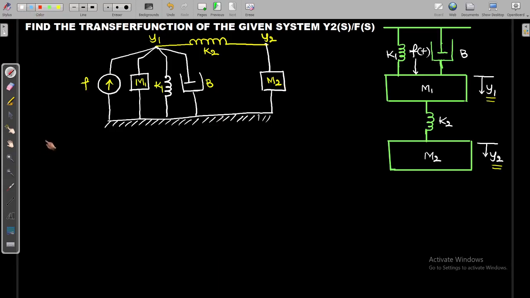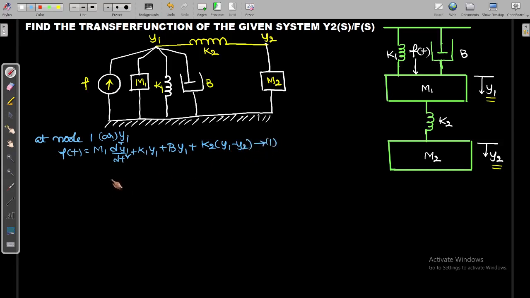At node 1, let us write it as y1. We can write f of t in the time domain as m1 into d square y1 by dt square plus k1 into y1 plus b into y1 plus here also you have k2 into y1 minus y2. This is the first equation at node 1.